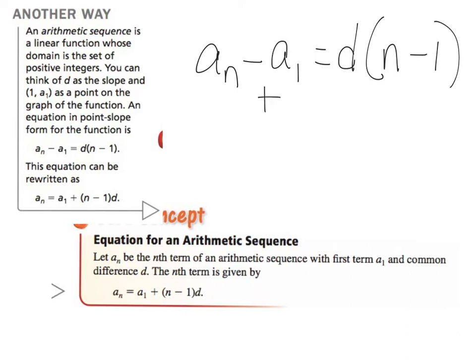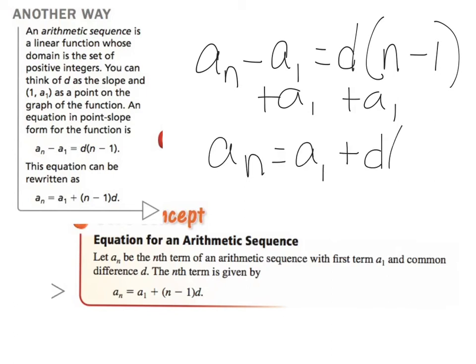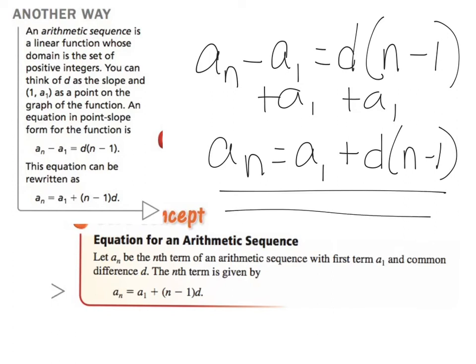If we add a sub 1 to both sides, you get a sub n equals a sub 1 plus d multiplied by n minus 1. Notice that this is really point-slope form, just with different meaning, different values.